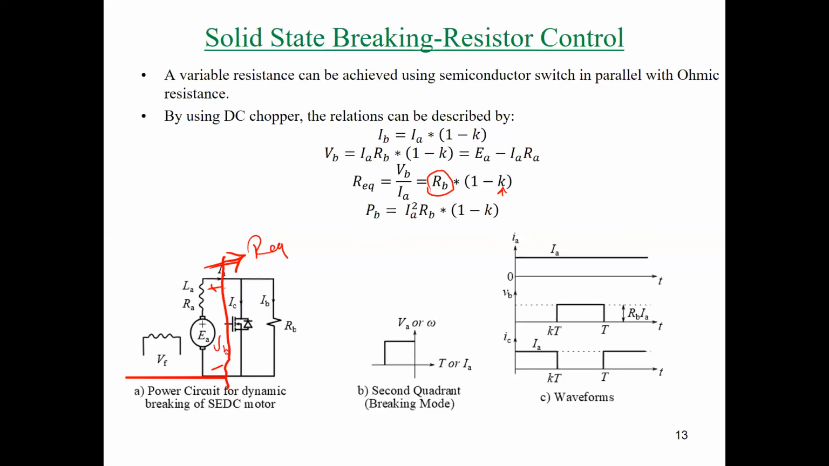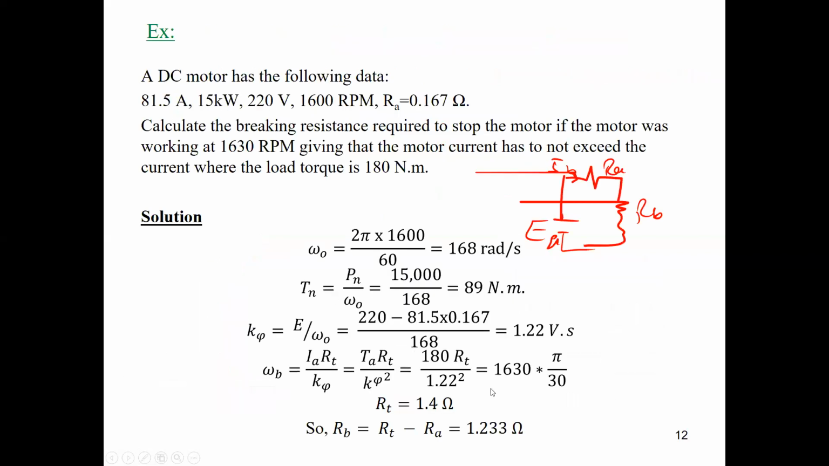And if we apply that to the previous example, we have here I breaking, which was equal to twice the rated current approximately. Rated current was 81, so multiply this value by 2. So it's 163 ampere. Okay. And calculate the power of the breaking resistor: I square multiplied by R required here, which is 1.233.